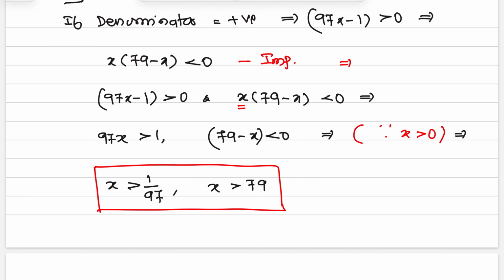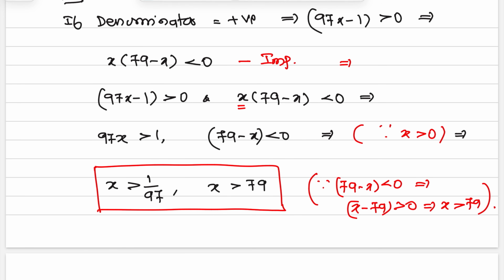Because when you reverse the sign, the inequality reverses. Since 79 minus x less than 0 implies x minus 79 is greater than 0, which implies x is greater than 79. These are all conceptual things, very important. Please remember them. And if you want, you can see the video more number of times to understand. Now this is case 1. Now what is case 2?